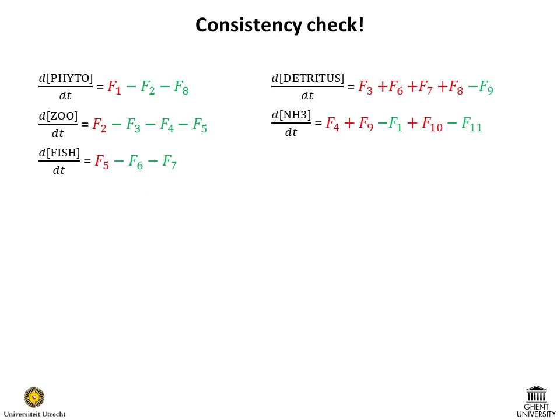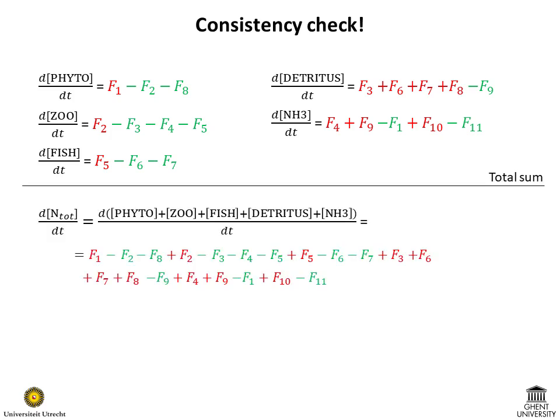In the next step of the model development, it is important to check whether the equations make sense and truly represent the mass balance in the system. We can do this by realizing that the concentration of the total nitrogen in the entire lake is the sum of the nitrogen concentrations present in each compartment. Therefore, if we sum all the fluxes on the right-hand side in the above equations, we obtain the rate of change in the total nitrogen concentration in the lake.